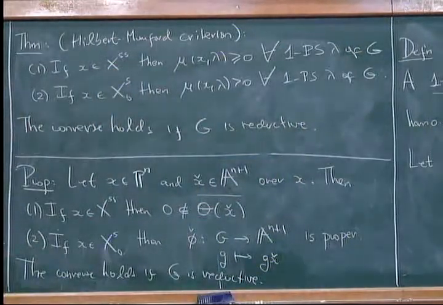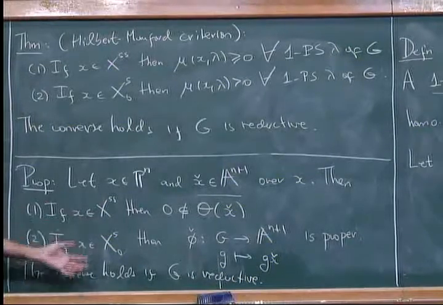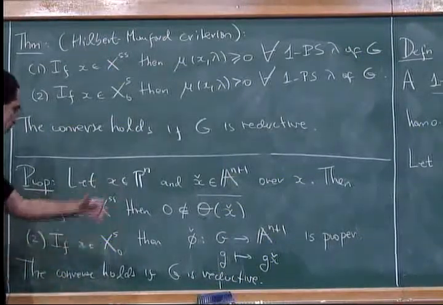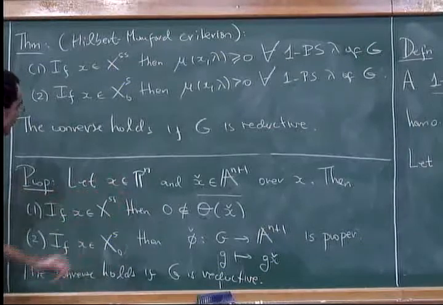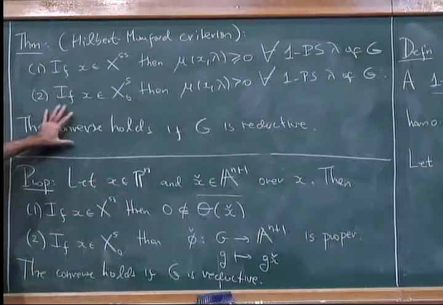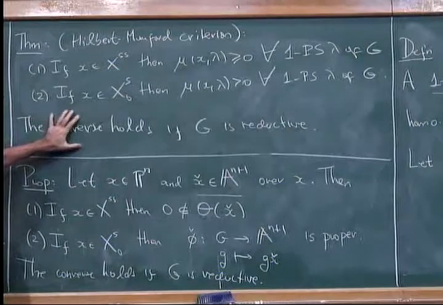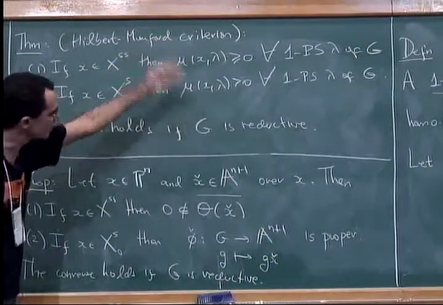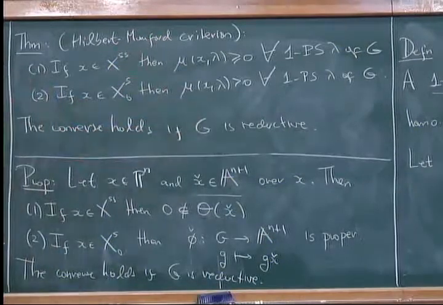Okay, so that's what I was saying. In principle, you'd have to apply the valuative criterion and consider curves of all kinds, or at least infinitesimally. But in fact, you just need to consider curves that arise from one-parameter subgroups.